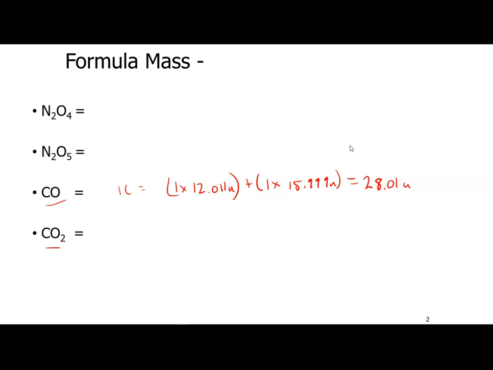For carbon dioxide, we have 1 carbon times the atomic mass plus 2 times 15.999 units for the 2 oxygens that we have here. And this is going to be 44.009 atomic mass units. So you can again see that difference between the two different compounds based on their different chemical makeup, and their formula mass is also going to be different.